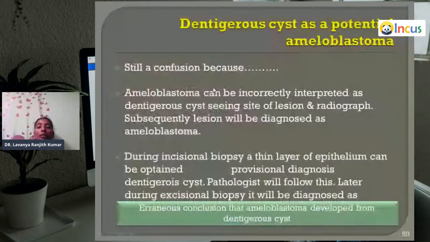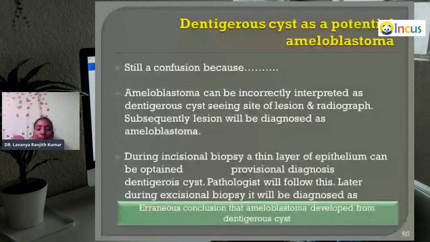So coming back to this dentigerous cyst as a potential ameloblastoma, there is still confusion because ameloblastoma can be incorrectly interpreted as dentigerous cyst, seeing the site of the lesion and radiograph. Subsequently, the lesion will be diagnosed as ameloblastoma. During the initial biopsy, a thin layer of epithelium can be obtained. Then the provisional diagnosis is dentigerous cyst, and the pathologist will follow this.